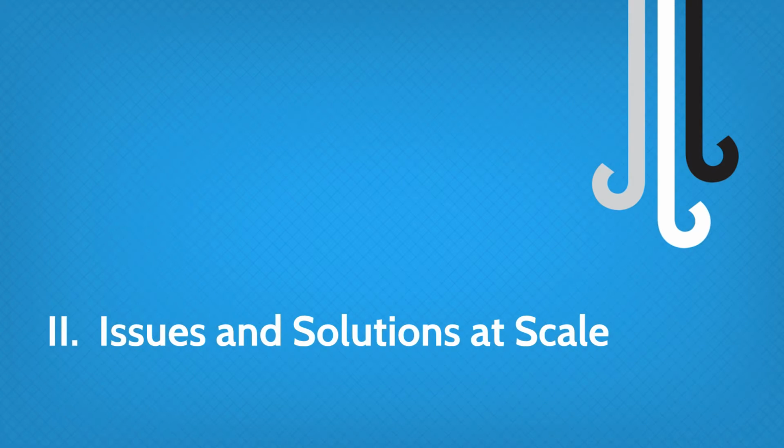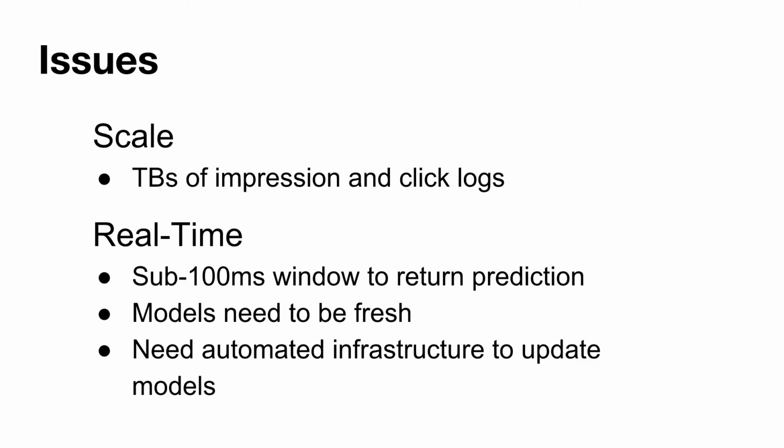So what are some of the issues we face? Well, first of all, we have terabytes of impression and click logs to train over. So we have tons of data, big data, as people like to say. Furthermore, this is a real-time system, and like I said, we have a 100 millisecond window to return our predictions. And we need our models to be fresh. We have new advertisers coming on all the time, so we want the model to work for them as well. So we want to train new models frequently.